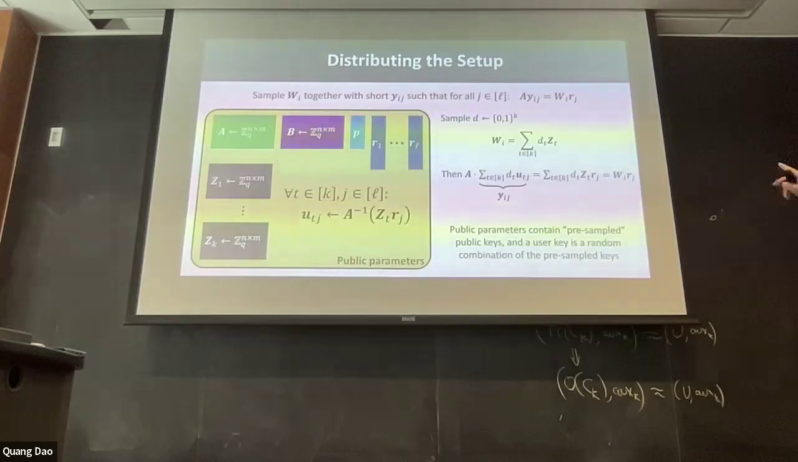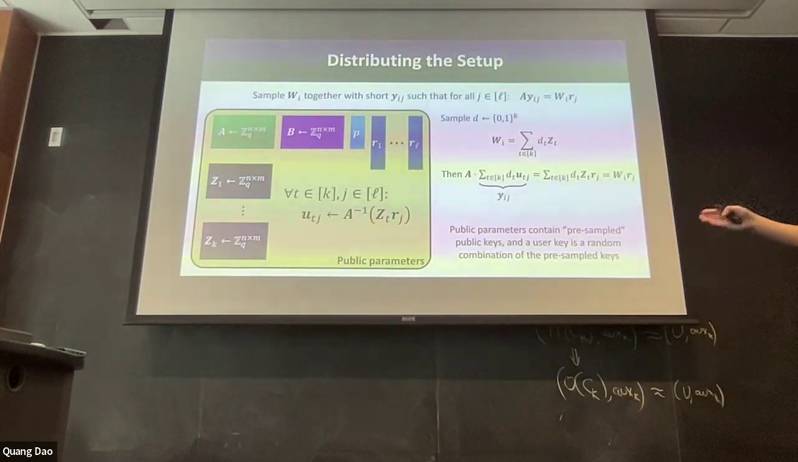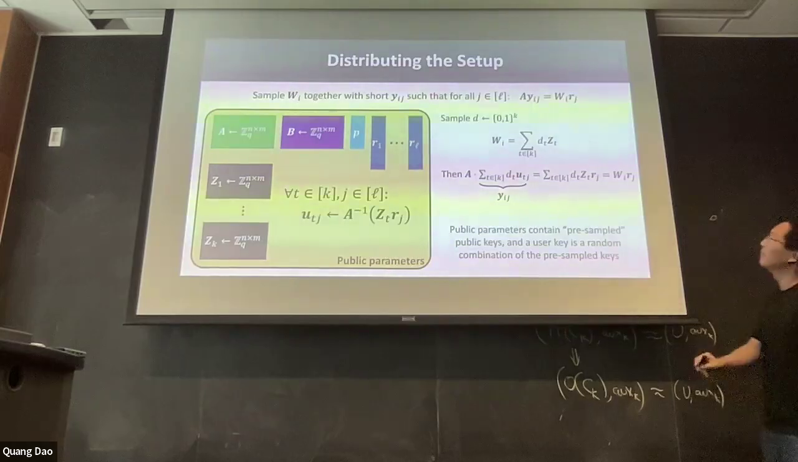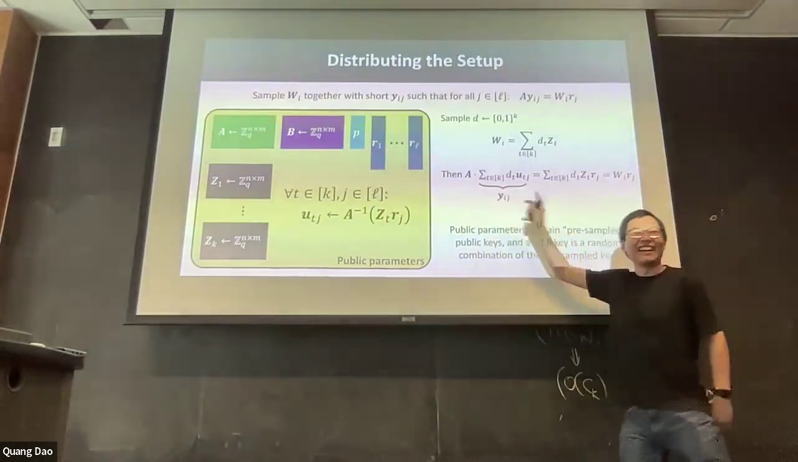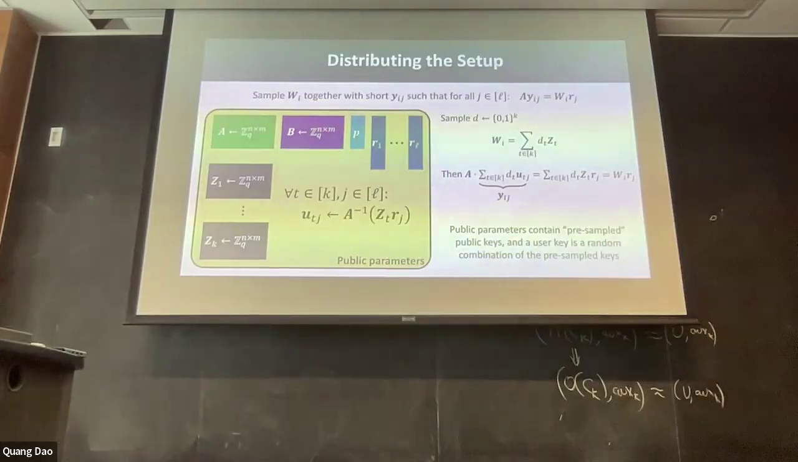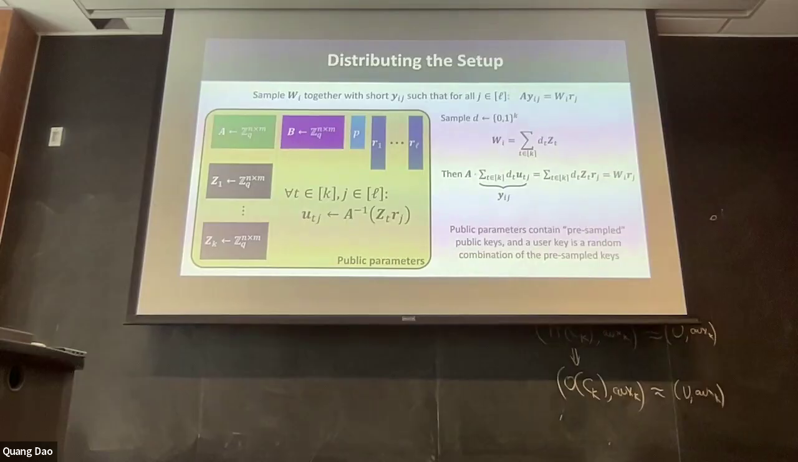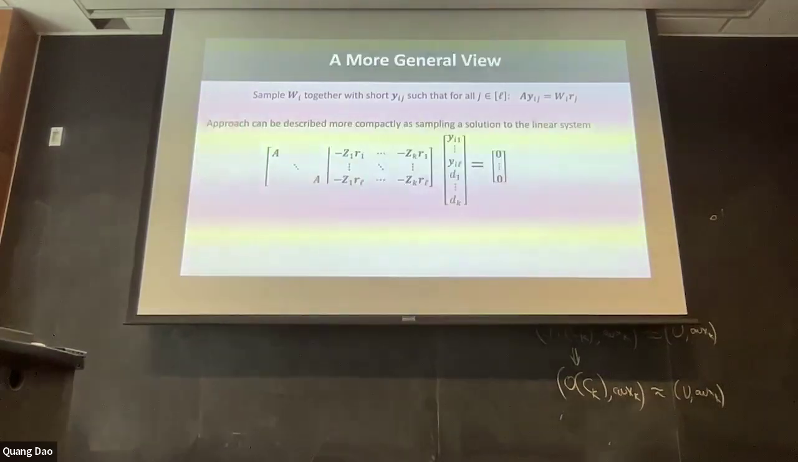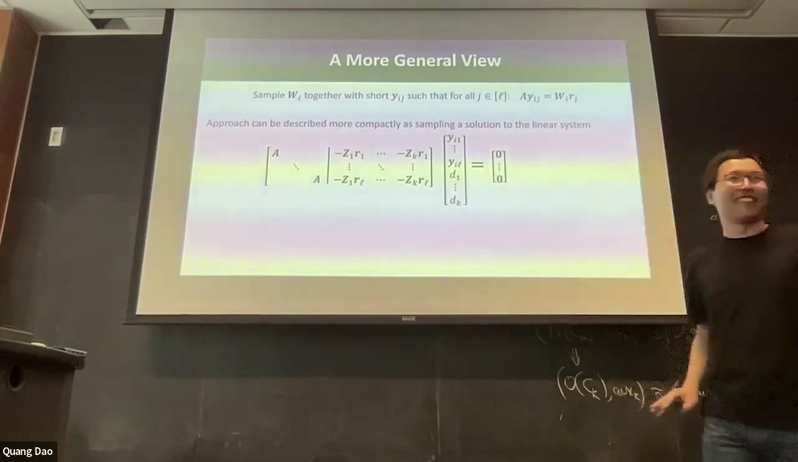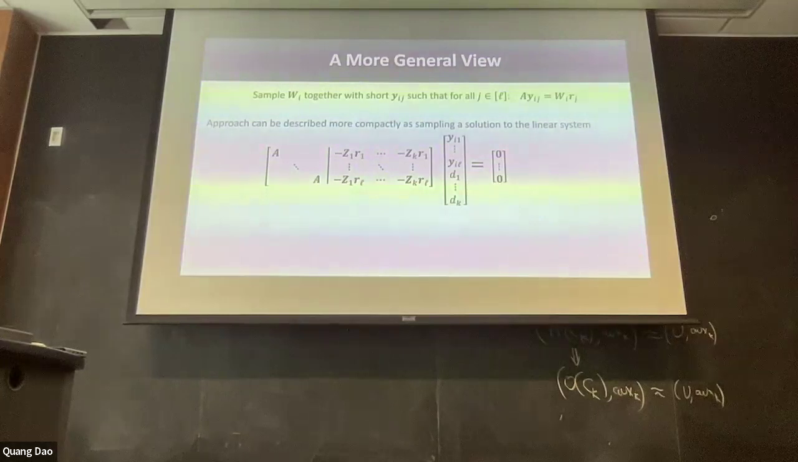Yes, the marginal distribution of W_i will be uniformly random, assuming that there are enough Z's, so the number of Z's is bigger than roughly N times M times log q. You do have to worry about the distribution of the pre-images that you give out. But at least this gives us a way to sample these public keys in a distributed manner. We just publish a bunch of pre-sampled things, and then we take short linear combinations of them. I'm going to actually offer a more general view of this problem that will lend itself very nicely to the security proof, so that we don't have to reason about distributions.